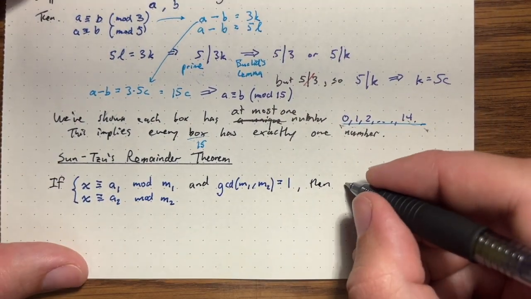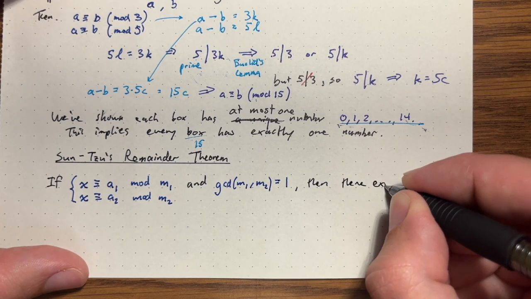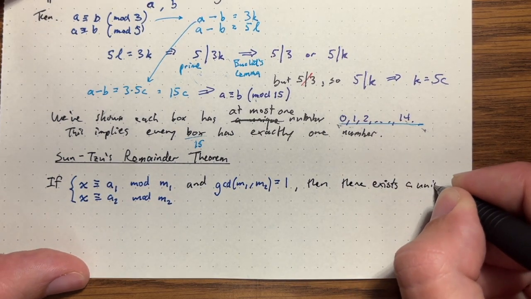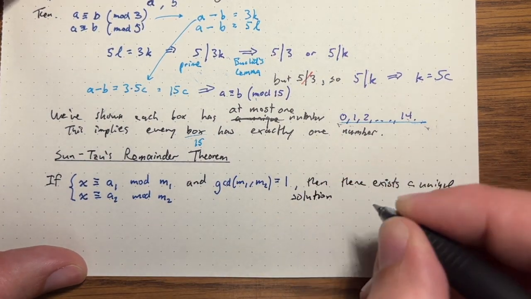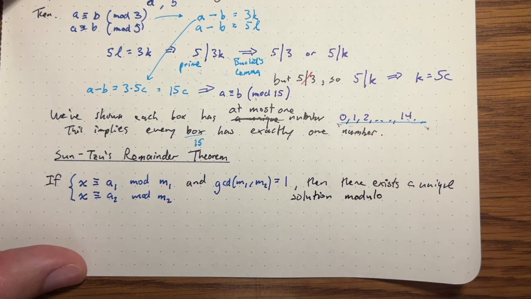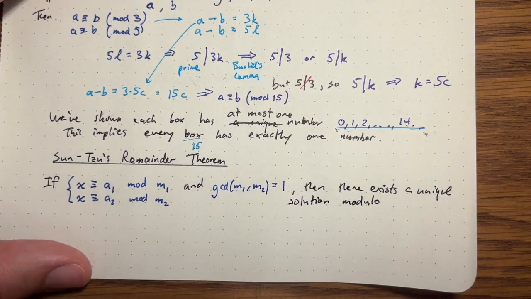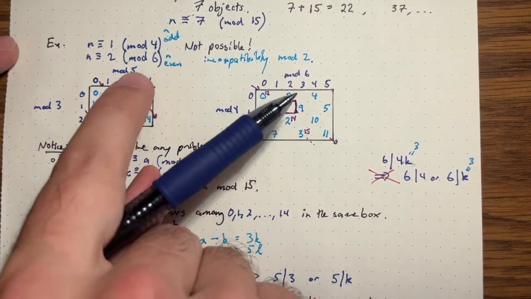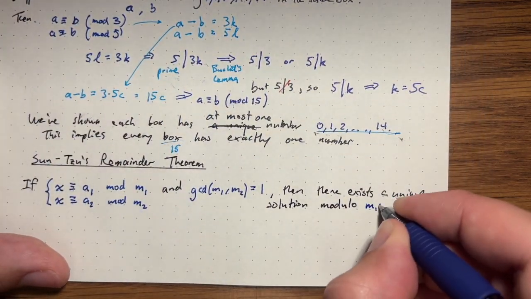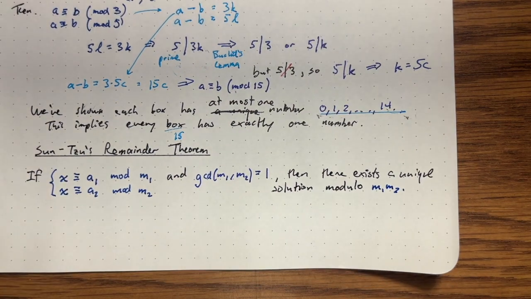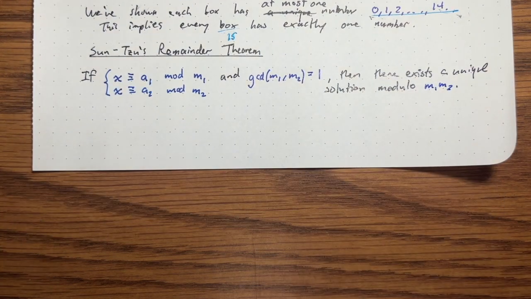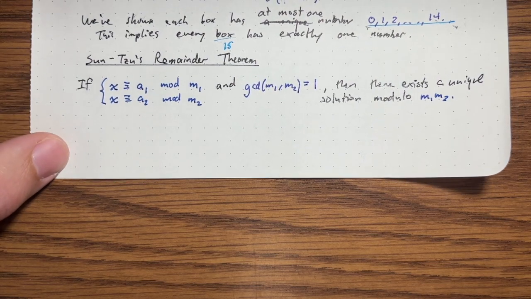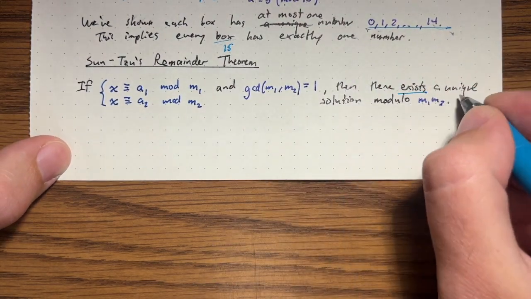Then there exists a unique solution to this system of congruences. It's not a unique integer, but there's a unique solution modulo the product of these two, just like we took the product 3 times 5. So modulo m1 m2. So that's Sun Tzu's remainder theorem, or Sun Tzu's theorem. And there are really 2 parts to this statement: existence and uniqueness.